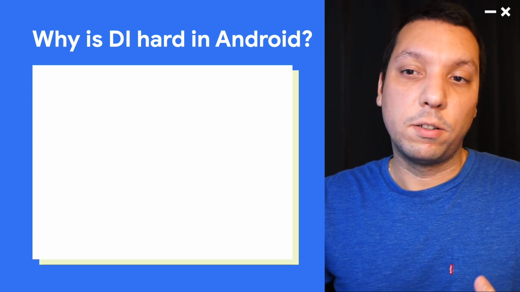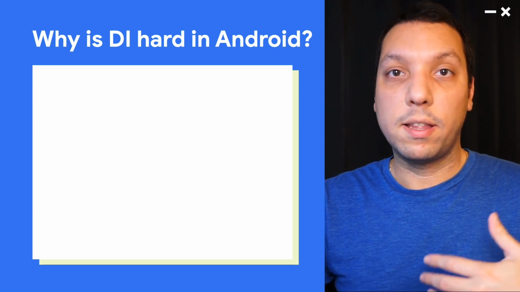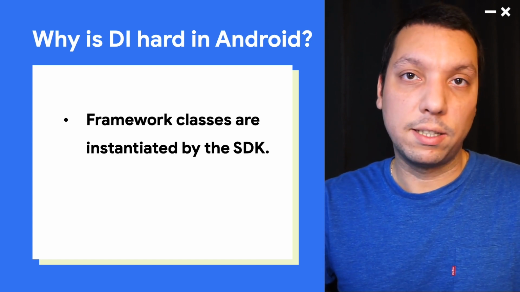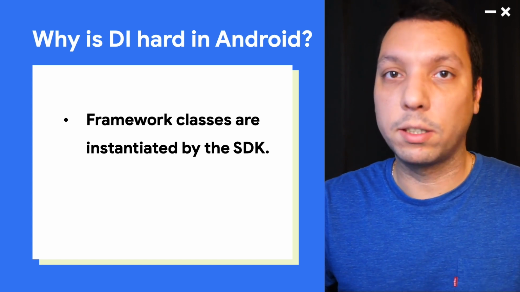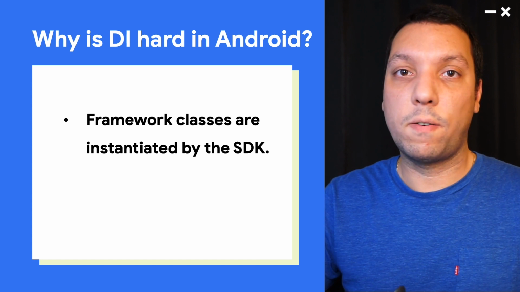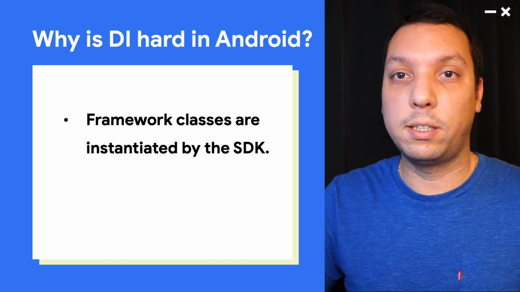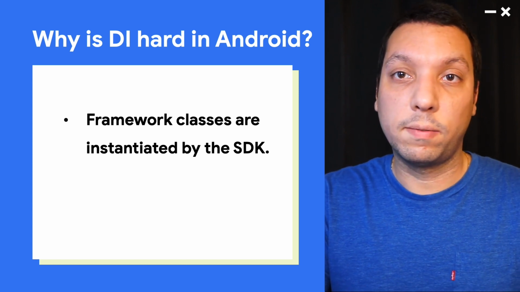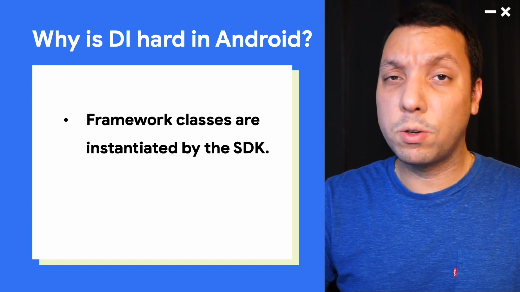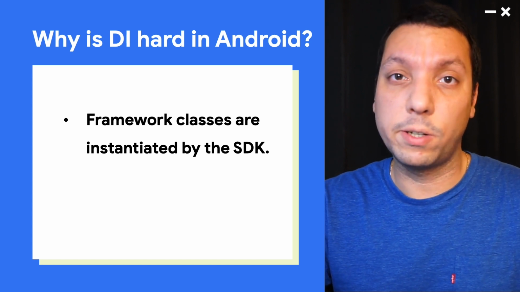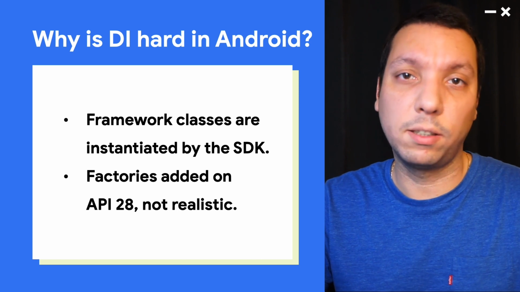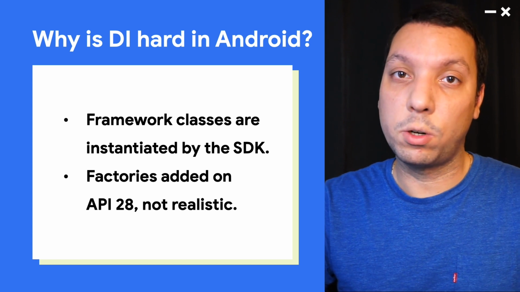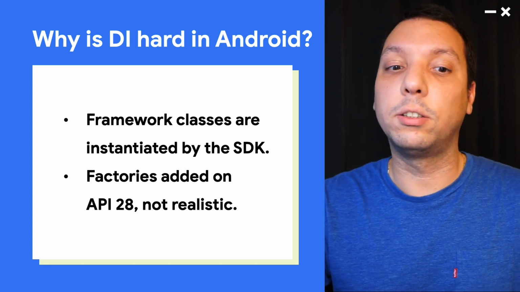The thing about dependency injection, specifically, is that it's hard in Android because you don't own the framework classes. Classes like activity, service, and broadcast receiver, you don't instantiate them. The OS will create those for you, and then it'll start calling methods into it, and that's where your application code kind of takes over. So you don't own those constructors, so it's not like you can add parameters to it for your dependencies. There's no way of passing those. There are some factories that were added in API 28 to work around that, but that's not a realistic solution, at least not for now.